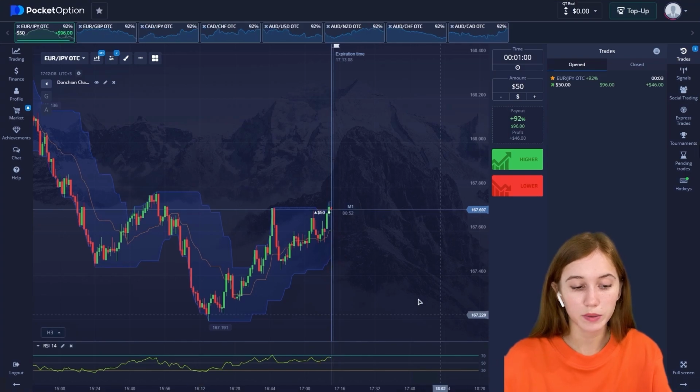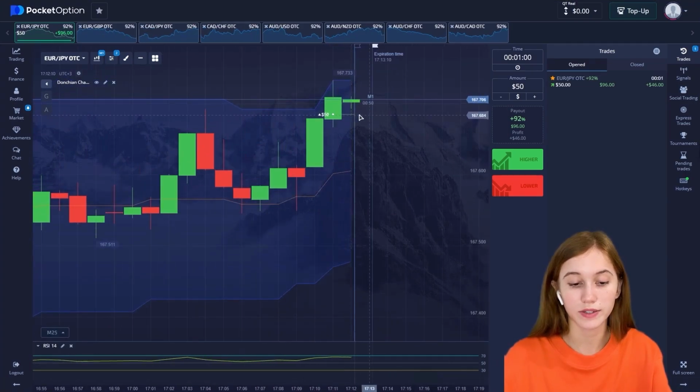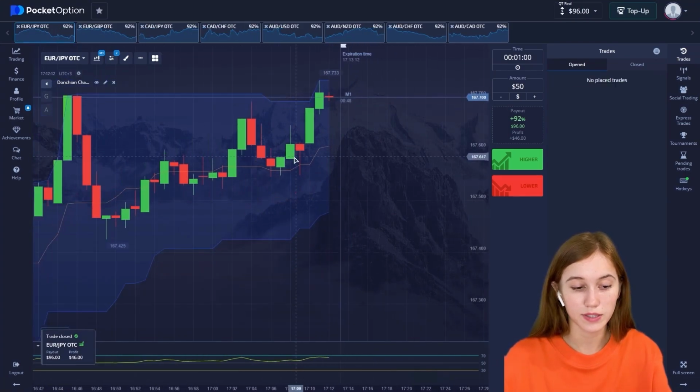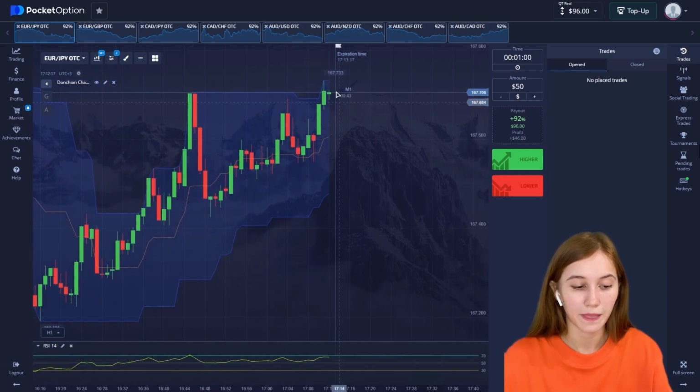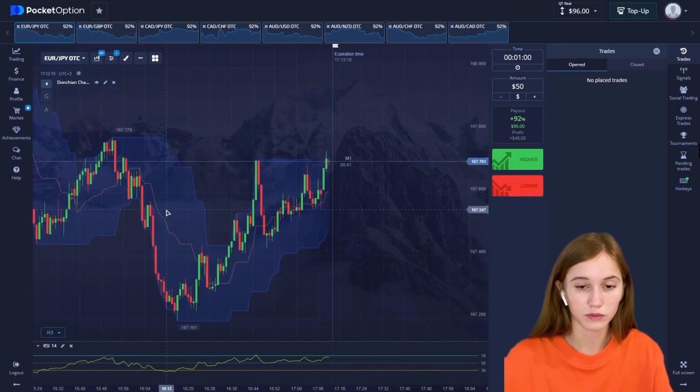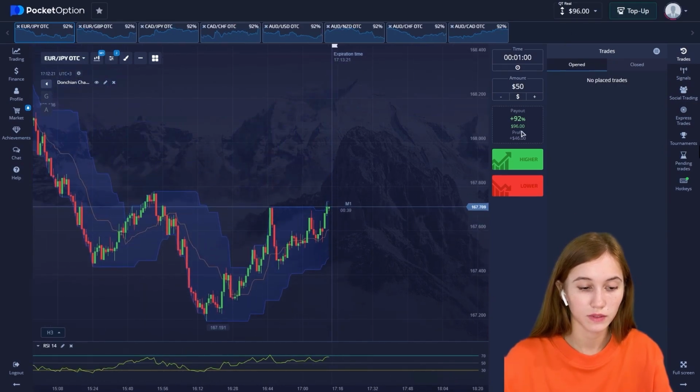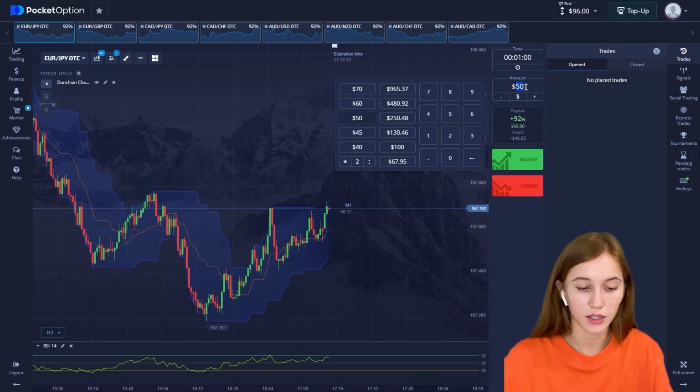Let's look at the chart. At the moment, we're above our opening point and the trade is closing positive. You can see it on the balance in the lower left corner. Let's increase the amount to 96 and move on to the next concept.